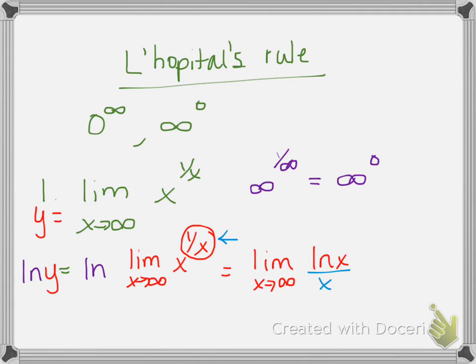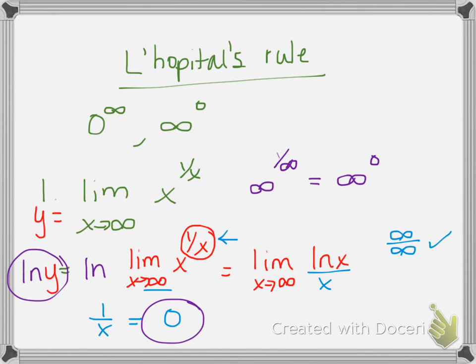So now, when you plug in infinity, you get infinity over infinity. Ta-da, you can use L'Hopital's rule. So L'Hopital's rule says that we take the derivative, 1 over x. We're still approaching infinity. 1 over infinity is 0. But 0 is not the answer. We've got ln of y equals 0. And so now you solve for y. Remember there's an e right there. So e to the 0 equals y, which means y equals 1. And so 1 is the limit of that problem.